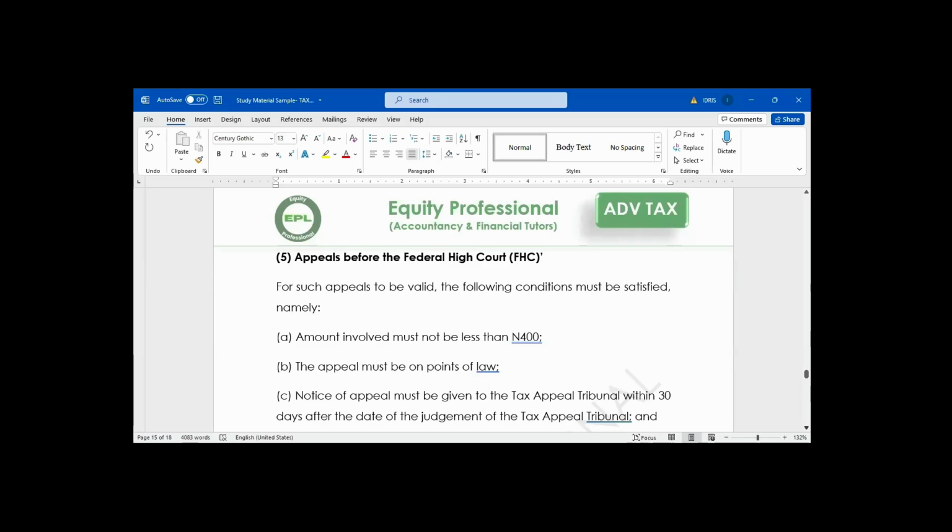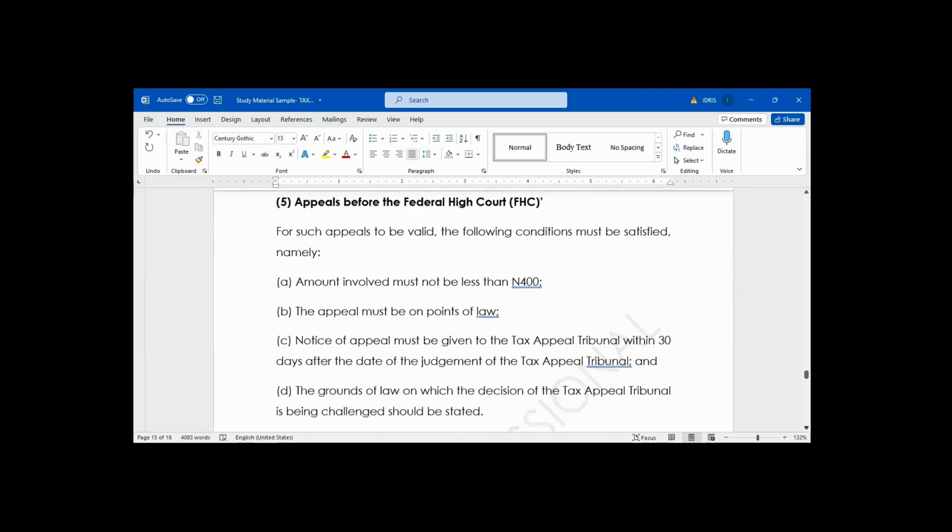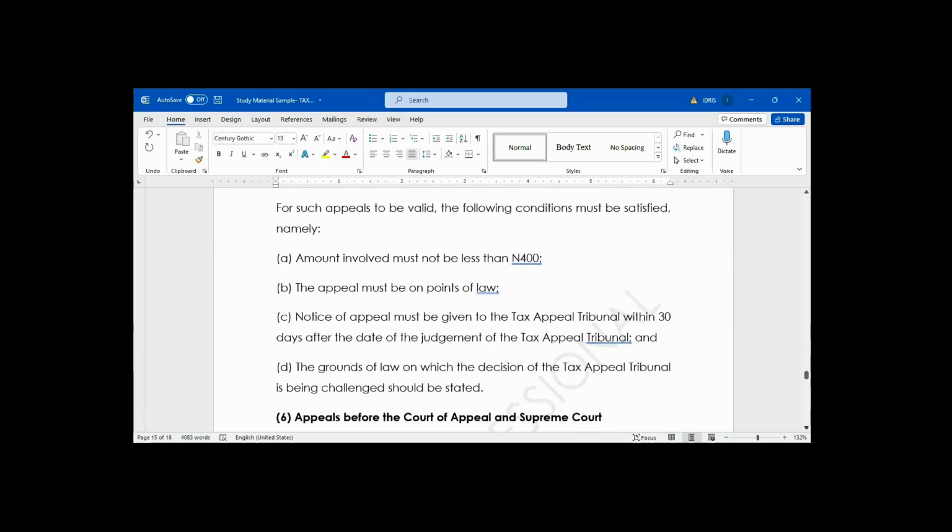The appeal must be on a point of law. The notice of appeal must be given to the Tax Appeal Tribunal within 30 days after the date of judgment of the Tax Appeal Tribunal. If you want to take your case to the Federal High Court, you must notify the Tax Appeal Tribunal: I have heard your judgment, but I am not satisfied with it. I want to inform you that I want to pursue this case further to the Federal High Court. You must notify them within 30 days after the Tax Appeal Tribunal made their judgment.